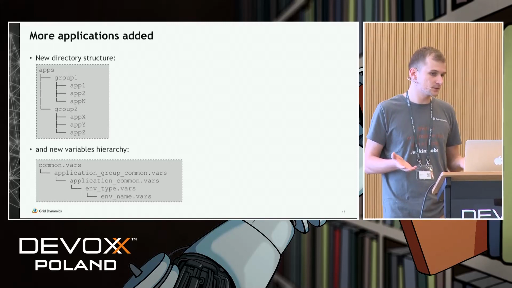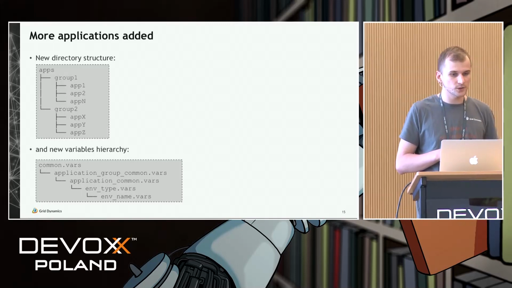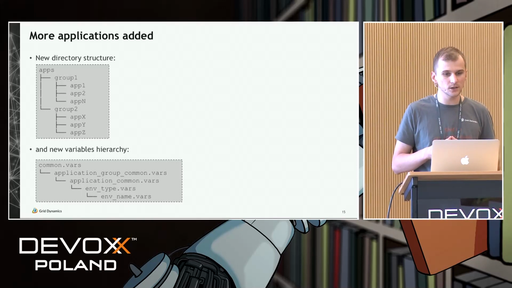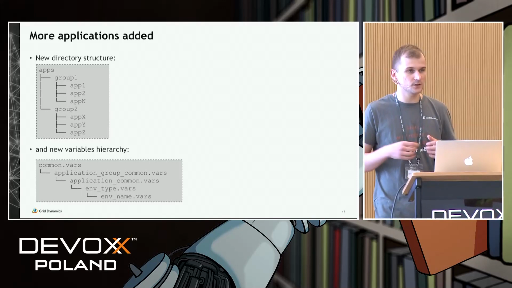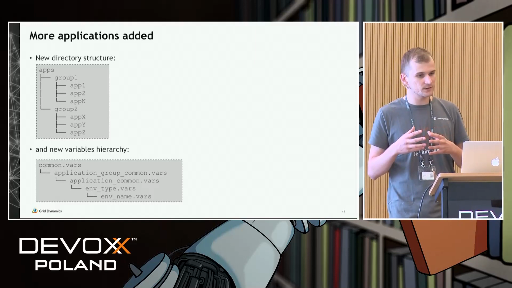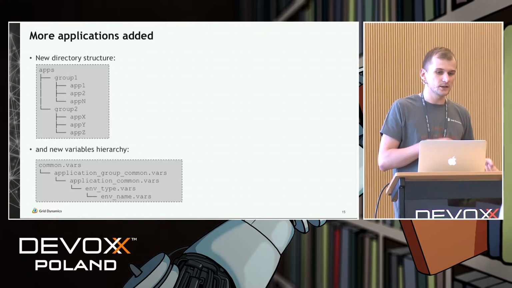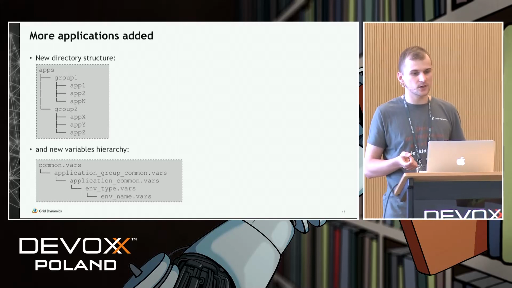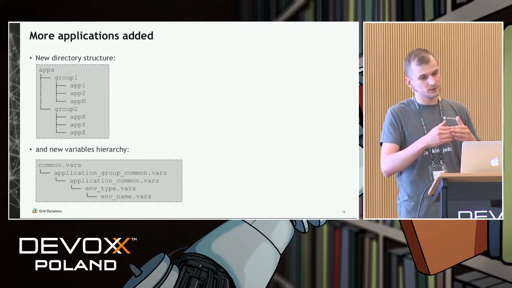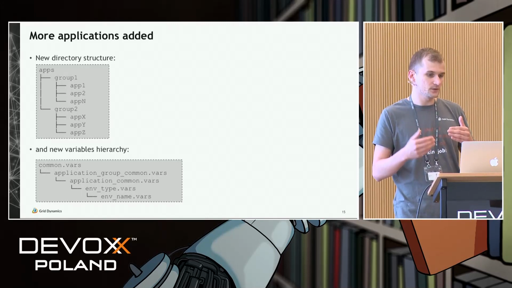And because of this, we had to introduce a new variables file, and the new hierarchy is that we have the common vars in the applications directory, application group common vars in each group application, applications common vars, which is inside the application, and as it was before, environment type and environment name variables. This makes this requirement about hierarchical variables files.